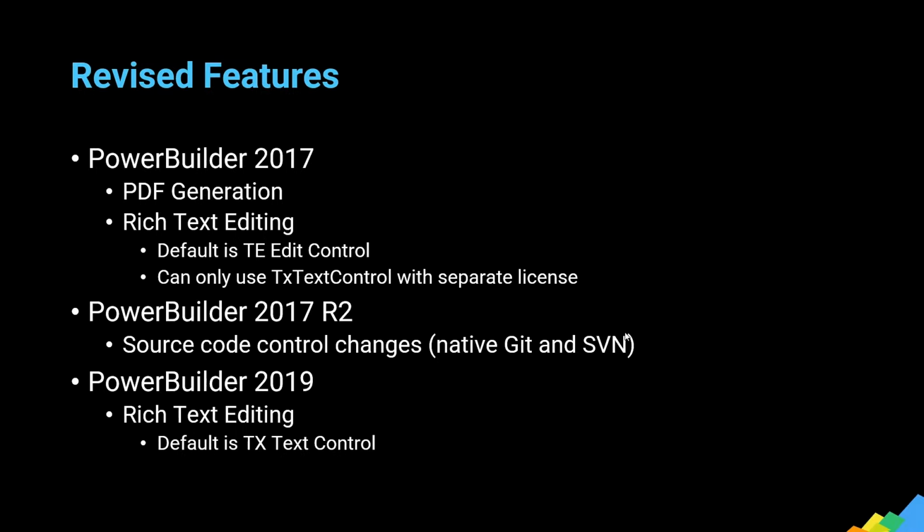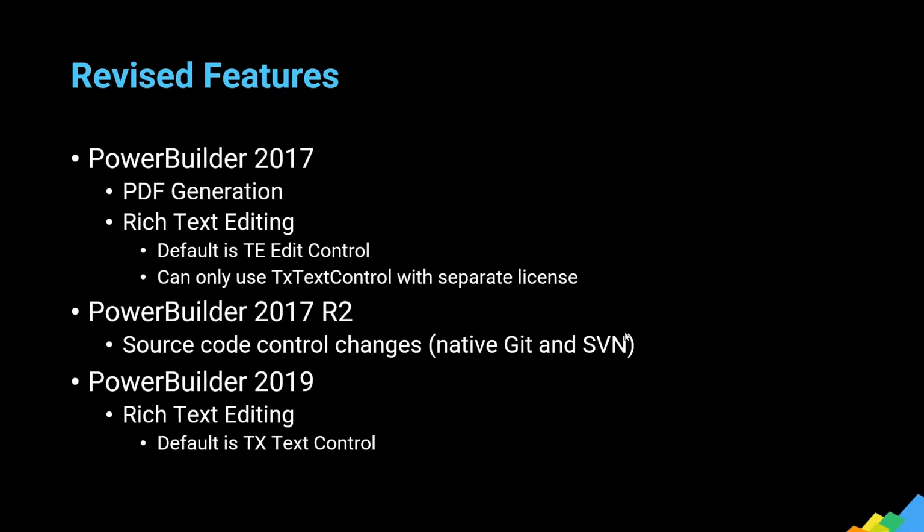PowerBuilder 2017 R2, more changes to source control. We still have the MSSCCI option, but now we have native drivers for Git and SVN. Now, you could have talked to those earlier using some plugins that acted as a bridge between MSSCCI and Git or SVN, like Agent Git, Agent SVN. There were some other products that also provided some bridging capability there. But now we could talk directly to Git and SVN.